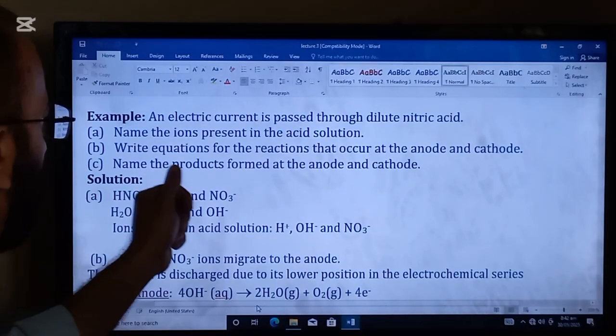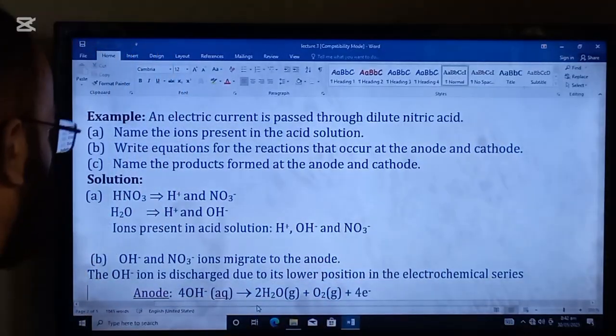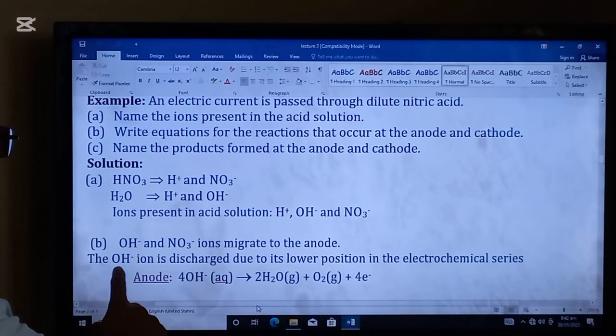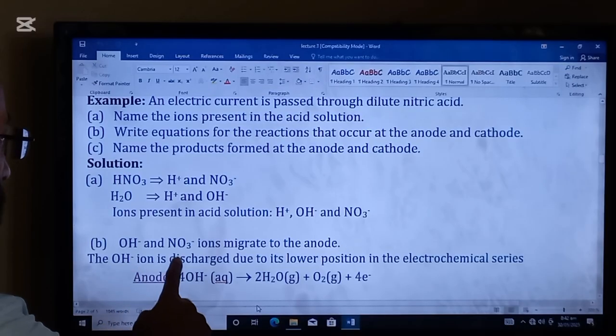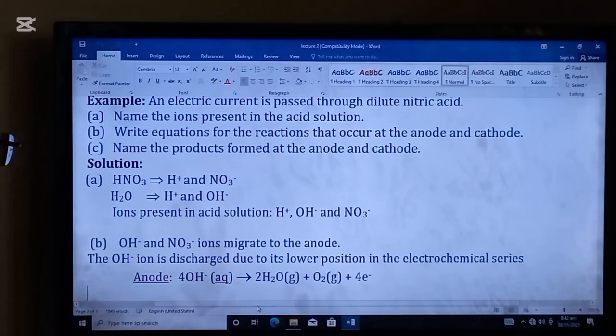Part B is: write equations for the reactions that occur at the anode and cathode. So OH- and NO3- ions migrate to the anode.